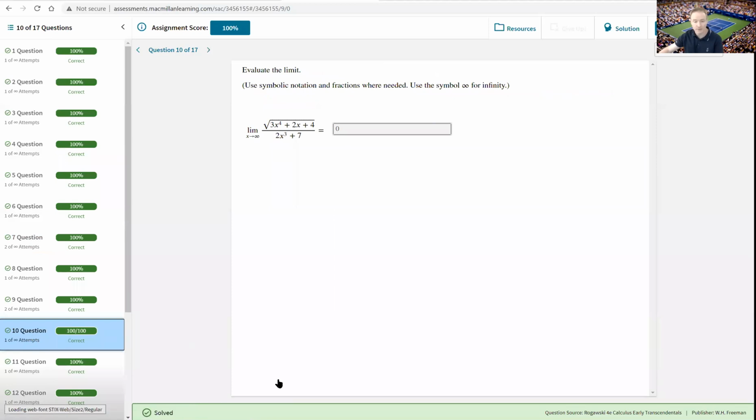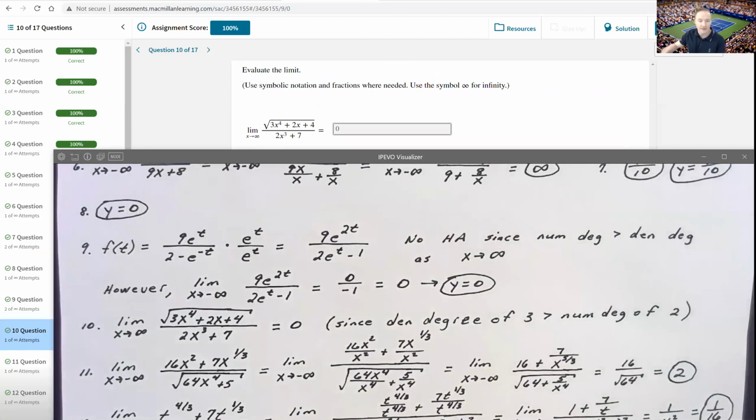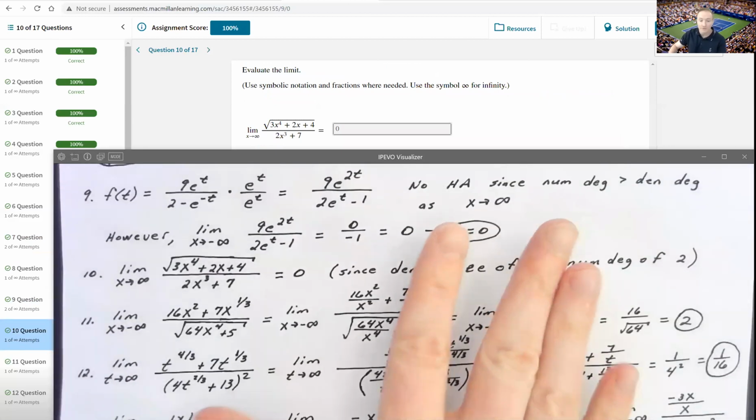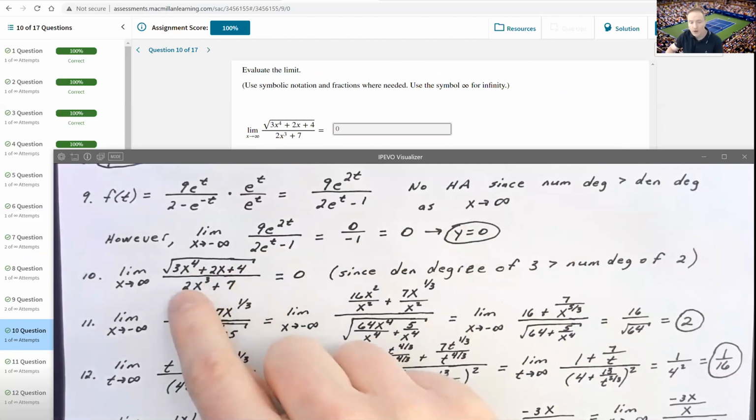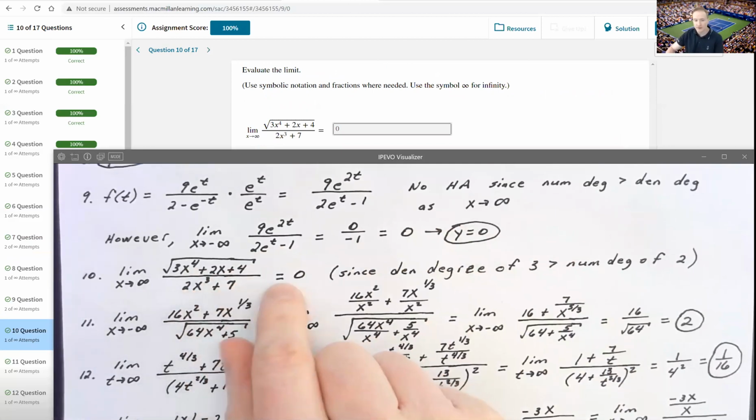Speaking of pretty cool problems, I like this next one. We have the limit as x approaches infinity of the root of 3x to the fourth plus 2x plus 4 over 2x cubed plus 7. There's no work to show here. Why is there no work to show here?